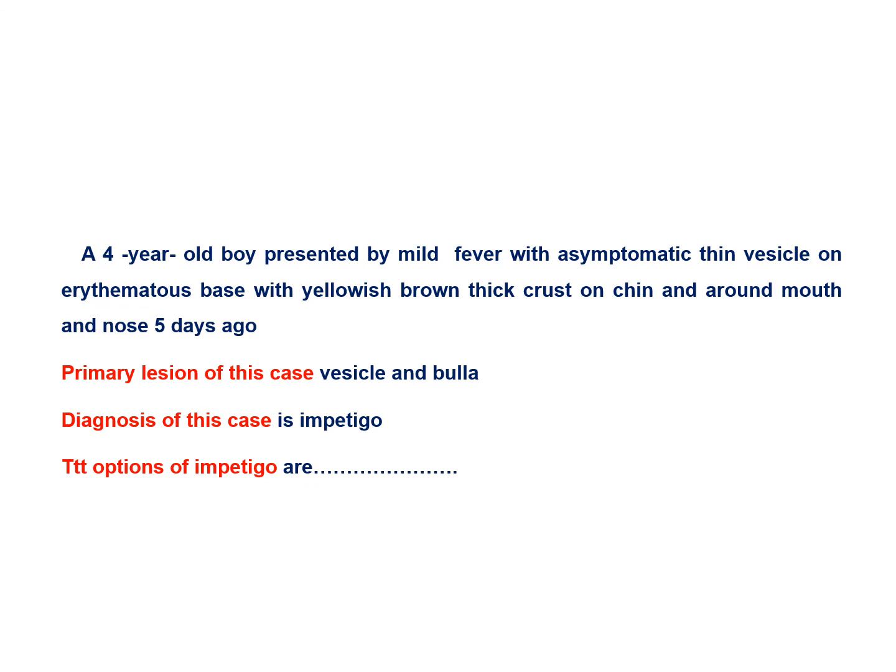There are many questions. You must know the answers at the end of this lecture. For example, when I ask you about a 4 year old boy presented with mild fever with asymptomatic skin vesicles on an erythematous base with yellowish brown thick crust on the chin around the mouth and nose, started 5 days ago. I can ask you about the primary lesion of the case, the diagnosis, and the treatment option.